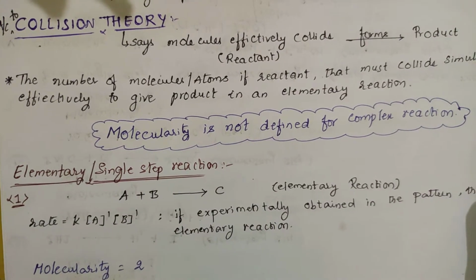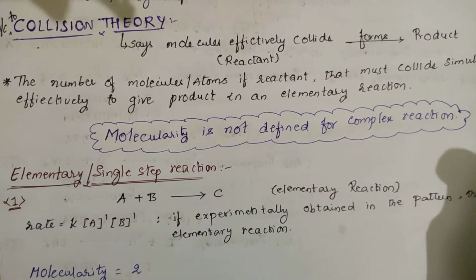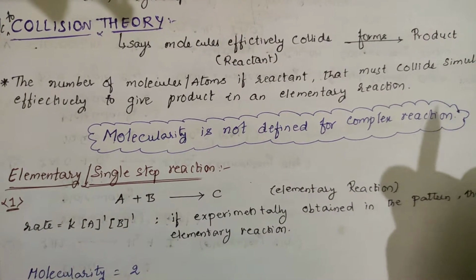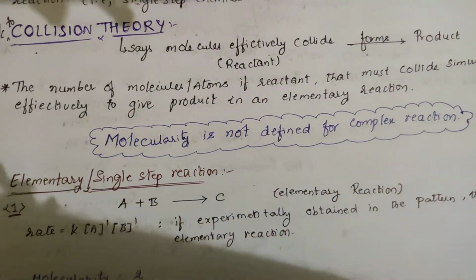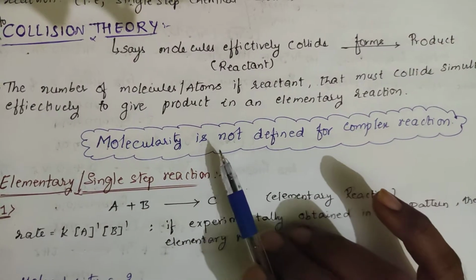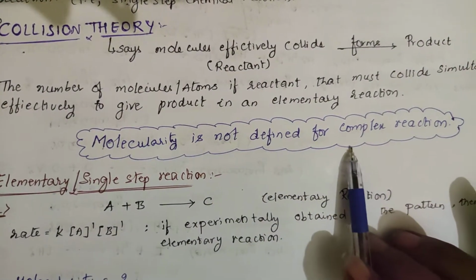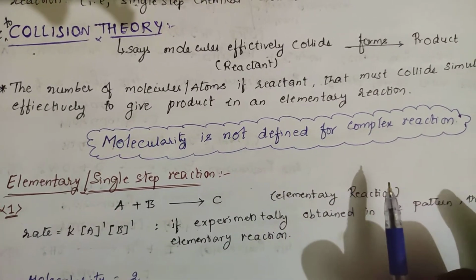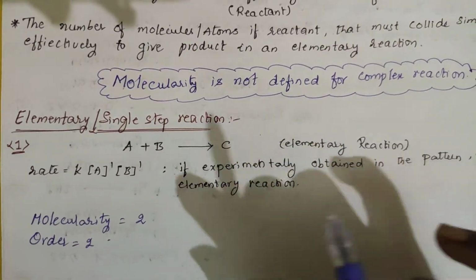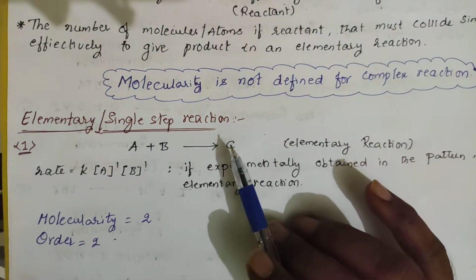molecularity. So molecularity is defined for the single step reactions or the elementary reactions that collide simultaneously and effectively to form the product. And remember, students, molecularity is not defined for the complex reactions. For any complex reaction, you can't explain the molecularity. Clear? Let us take some examples. So elementary or single step.